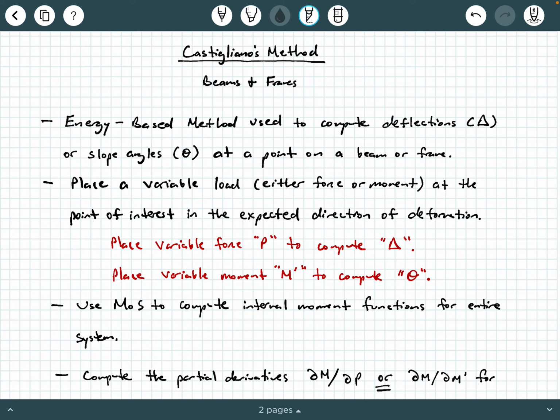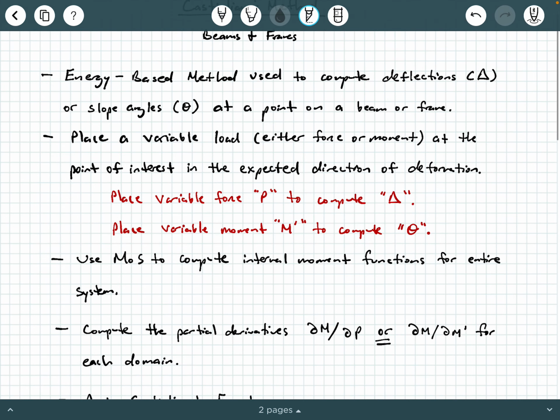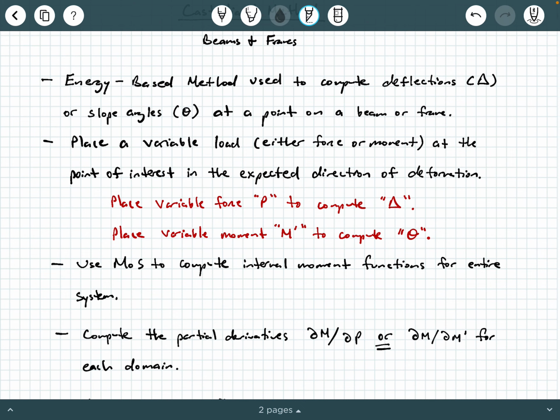So what do we do next? We use the method of sections to compute internal moment functions for the entire system. And then from there, we compute partial derivatives. If you are calculating a delta, your partial derivatives are going to be the partial derivative of the moment function with respect to that variable load P. If you were calculating a slope angle theta, the partial derivative will be the partial derivative of your moment functions with respect to the variable moment M prime. You're going to do that for each of the domains of your problem. So if you have a multi-segment beam or frame where you have multiple abrupt changes, you're going to compute these partial derivatives on each of those domains.